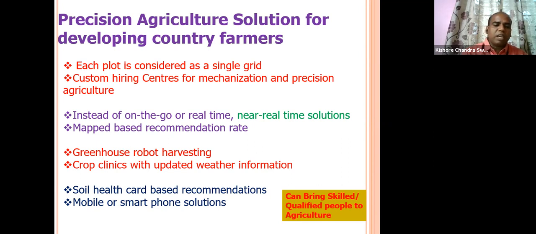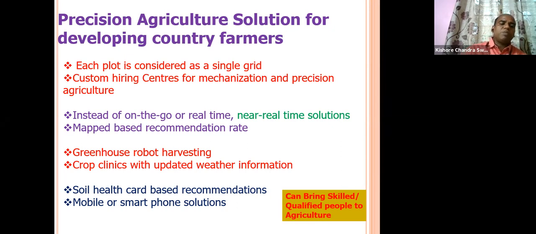And we can have crop clinics. They are already there, and we have updated weather information. We are also looking at the existing soil health card based recommendations. With the soil health card, we know the different soil parameters for a particular field. On that basis, the experts can give solutions, because the farmers are happy getting the soil health card, but they still don't take the next step of how to benefit from it. So those things can be included.